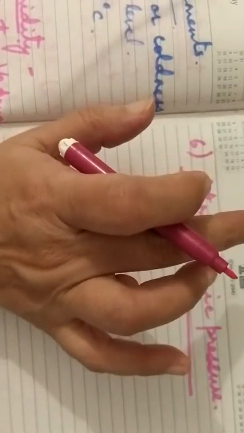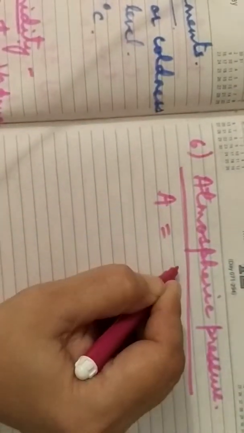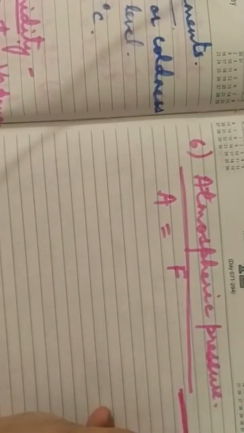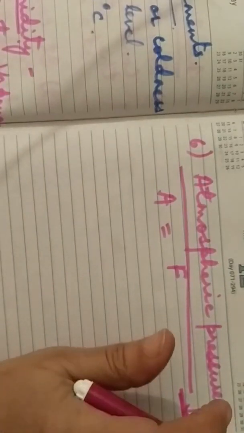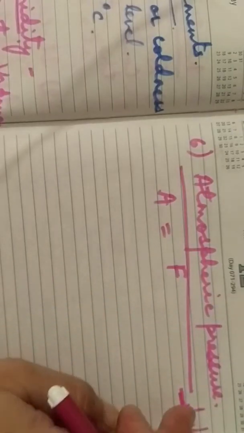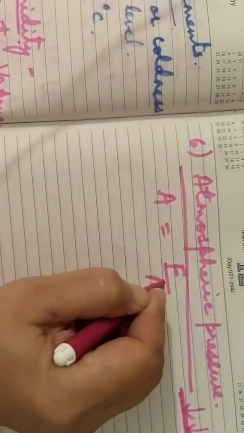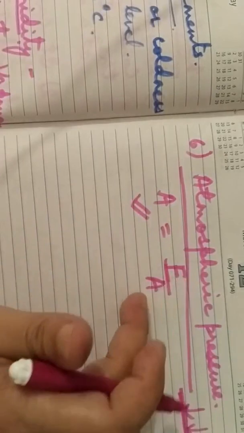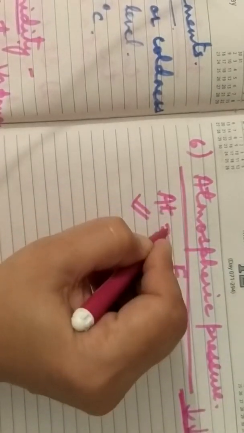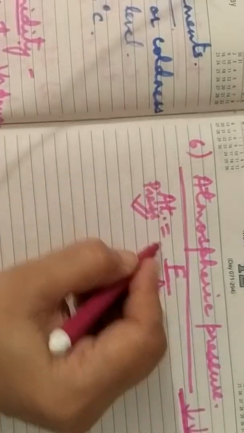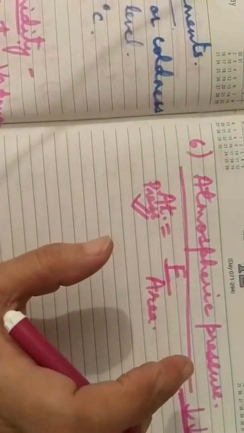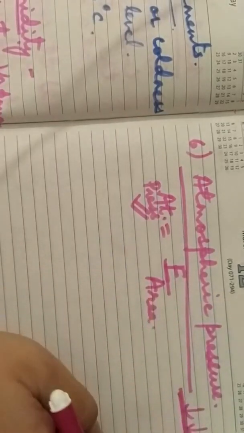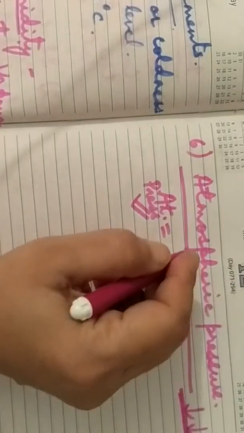First of all we will know what is atmospheric pressure. Atmospheric pressure is the force due to the weight of the air on a given surface. Suppose that this is a given surface; the force due to the weight of the air on a given surface, when divided by the area of that surface, will give you the atmospheric pressure. That is, force upon area is the atmospheric pressure.